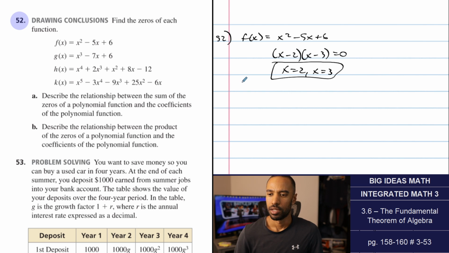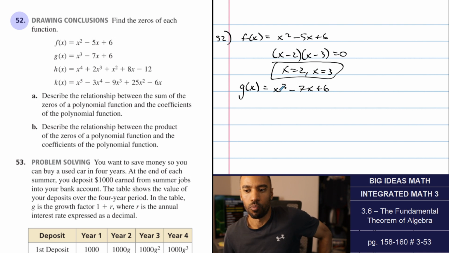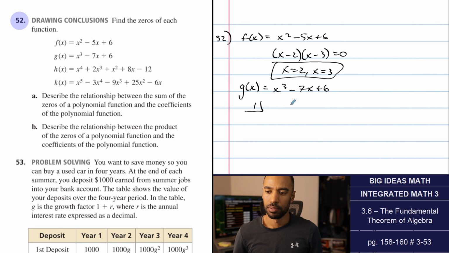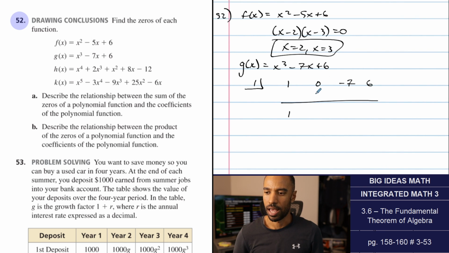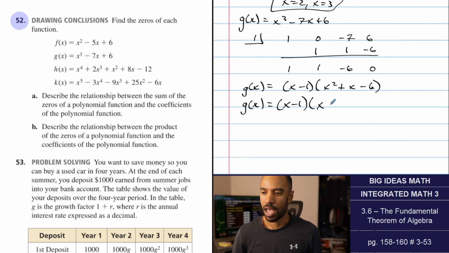Okay. Next one, g of x equals x cubed minus 7x plus 6. Well, rational root theorem says plug in a value for x. We can try 1, and 1 will work. So when we plug in 1, we get 1, 0, -7, and 6 used in synthetic division. And we'll have this. So this becomes x minus 1 times x squared plus x minus 6. X squared plus x minus 6 factors into x plus 3 times x minus 2. So this is x equals 1, 2, and -3.